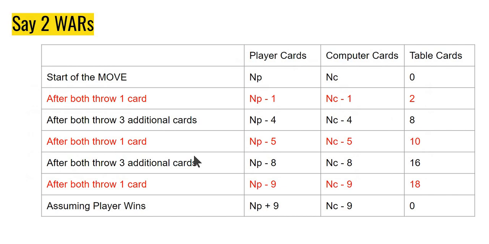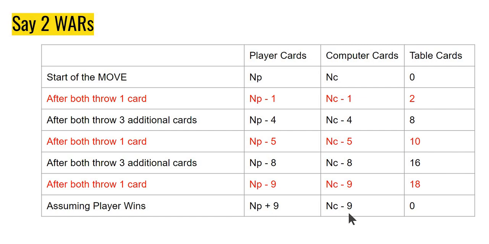Now, just go through this logic. I come to a point where the first resolution does not solve my war. So they become 10 cards on the table, NP minus 5, NC minus 5. I get them to throw 3 more cards. So NP minus 8, NC minus 8. Table cards become 16. They both throw one additional card, so NP minus 9, NC minus 9, table becomes 18. At this point, there's a winner, and it turns out all the winning cards go to the player, so NP plus 9 and NC minus 9.